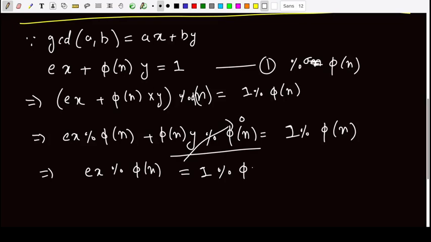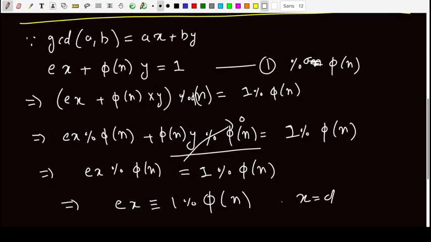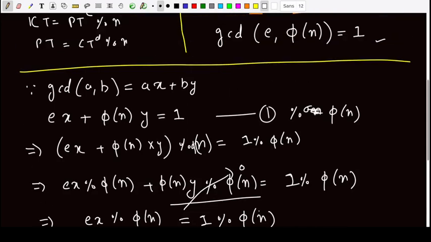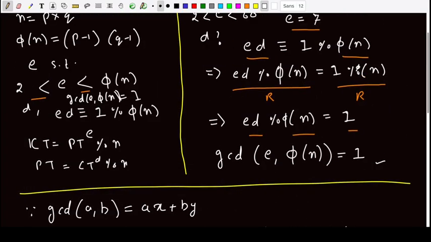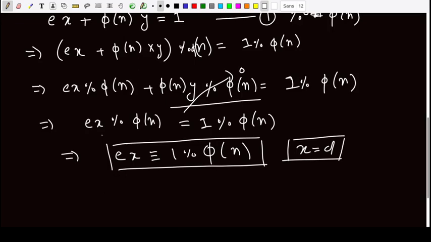So this is 1 modulo phi n, and EX is congruent to 1 modulo phi n, and here x is equal to d. So leveraging this, we will be able to find the value of d. I just wanted to show you that ED is congruent to 1 modulo phi n is basically ED modulo phi n equals 1 modulo phi n, and the same thing we have obtained here also. This translates to this.